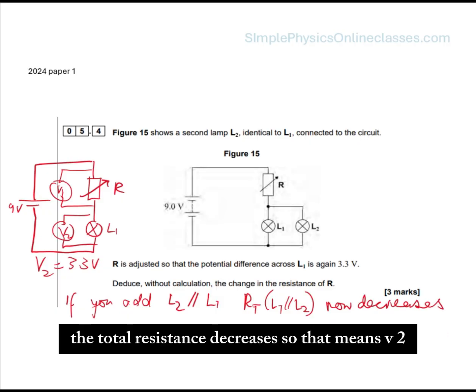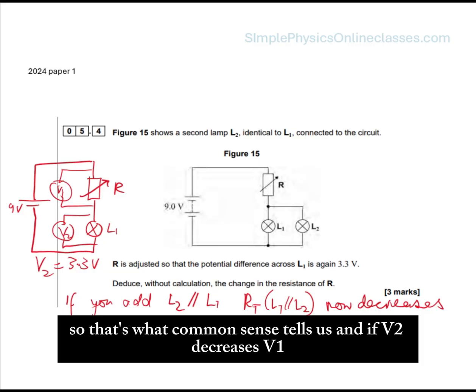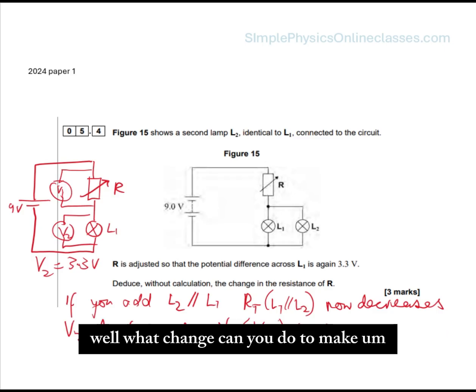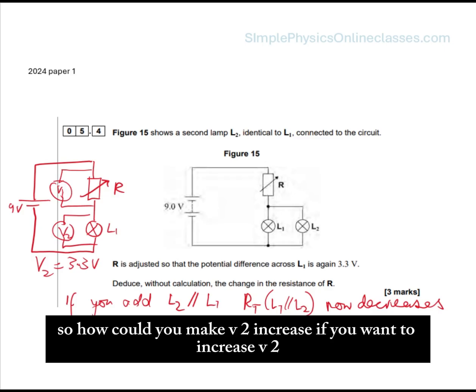So that means V2, which was originally 3.3 volts, now decreases. So that's what common sense tells you. And if V2 decreases, V1, which is also the voltage across R, increases. Then they're saying, what change can you make to get V2 back to 3.3? So how could you make V2 increase?